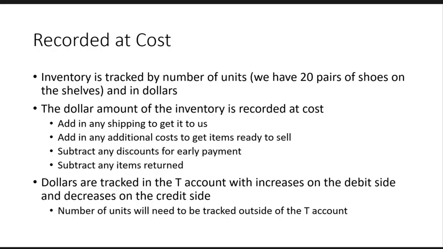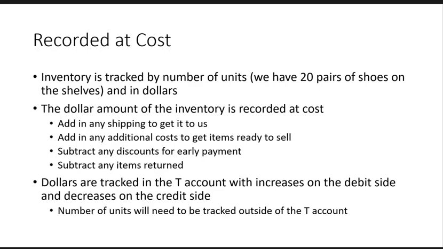And so we have to track two things about inventory, because at any given time we want to know if we have the stuff that our customers want. So we need to know how many units, how many baseball gloves, how many basketballs we have in inventory, how many pairs of shoes. But we also, from an accounting standpoint, we track everything in dollars. So we make all our journal entries and the T accounts in dollars. So we have to know both things at the same time and track them both.